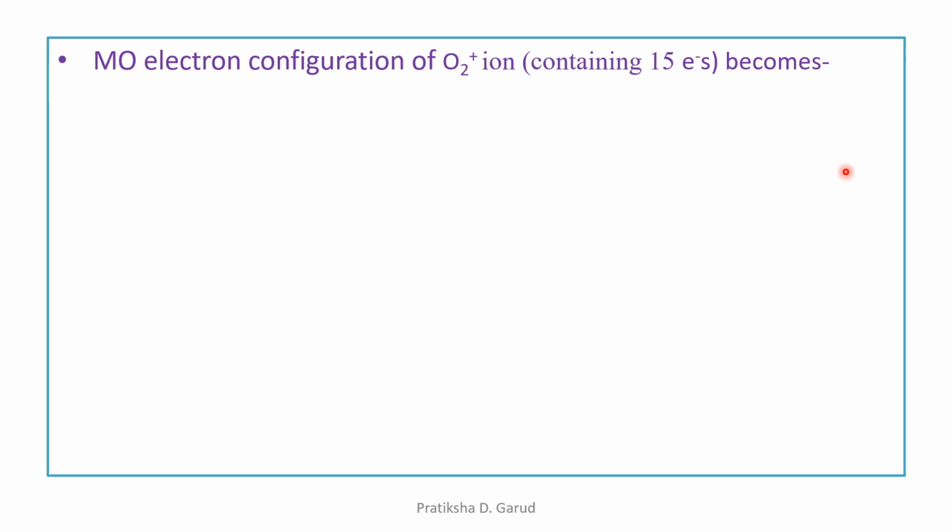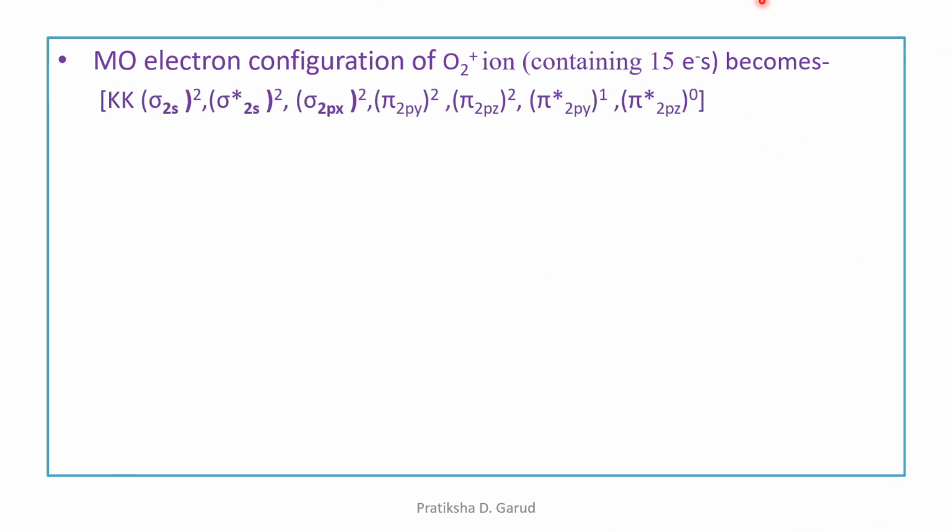In oxygen molecule, we are having the total 16 electrons. By the removal of one electron, it becomes 15 electrons. So we are having the electronic configuration, it becomes KK, that is for the 1s shell, then sigma 2s2, sigma asterisk 2s2, sigma 2px2, pi 2py2, pi 2pz2, pi asterisk 2py1, and lastly, as the one electron is removed, we are having the pi asterisk 2pz0, right?